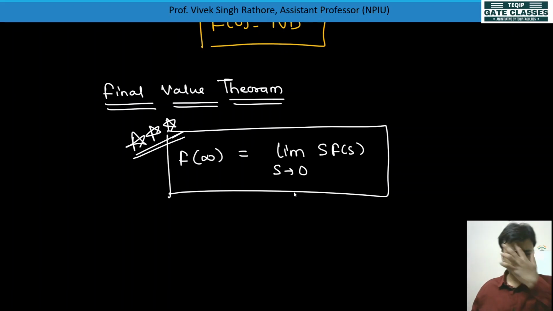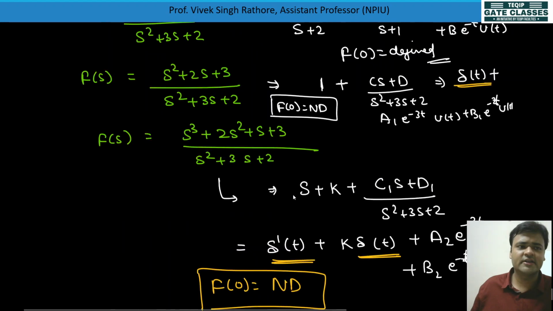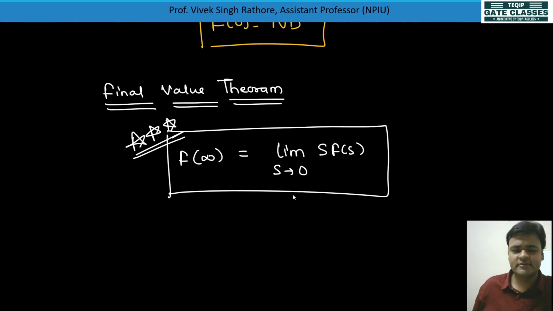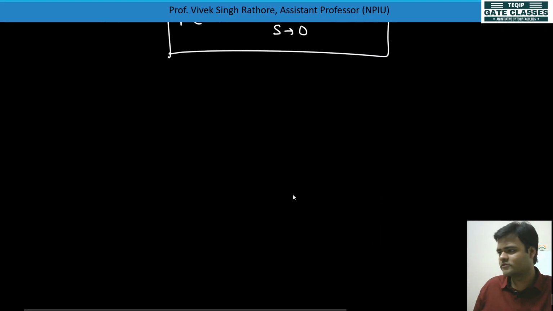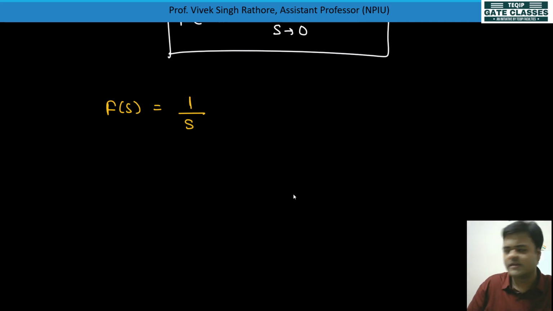Okay, so we'll see some examples. As I told you, in the initial value theorem there are some conditions under which it can be applied. Similarly, some conditions will be there for the final value theorem also. First, let's suppose F of s is 1 by s. What will be the inverse Laplace transform? f of t will obviously be u of t.